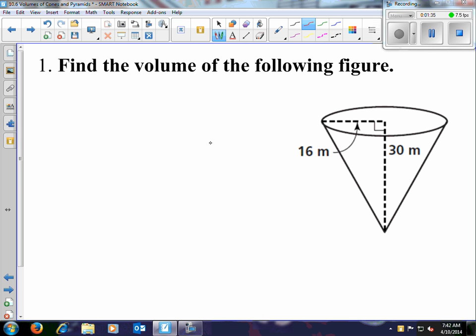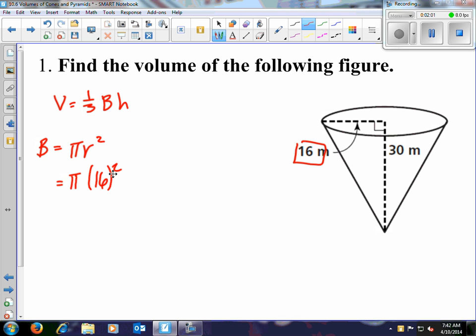Okay, first example, it says find the volume of the following figure. We know that our formula is volume equals 1/3 times the area of the base times the height. So the area of my base, we have a cone, and so that means the base is a circle. So the area of a circle is pi r squared. And my radius, hopefully you knew, was 16. So I have pi times 16 squared. 16 squared is equal to 256. And then we have pi. So now I have my area of my base, so I can plug it into my formula.